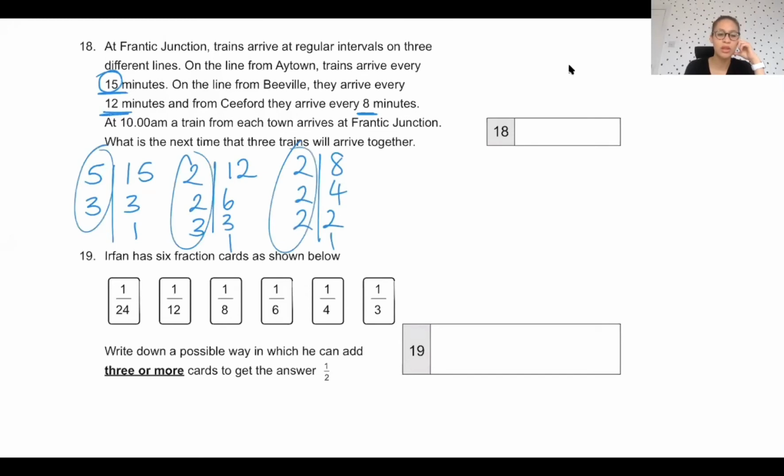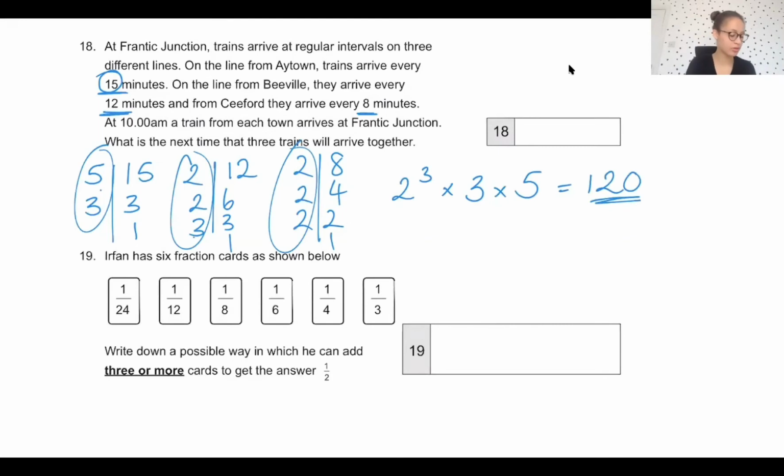And then I'm going to multiply the biggest group of each number together. The biggest group of 2's that I have is 3 2's, so 2 cubed. The biggest group of 3's is just 1 3 in a column. And the biggest group of 5's is 1 5 in a column. Then if I multiply all of those together, I get 120. So 120 is the smallest number that 15, 12, and 8 will go into.